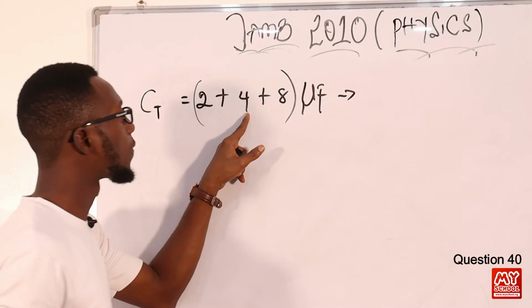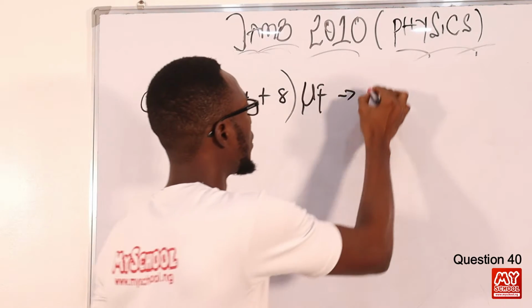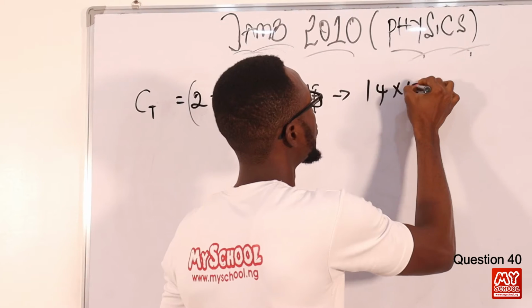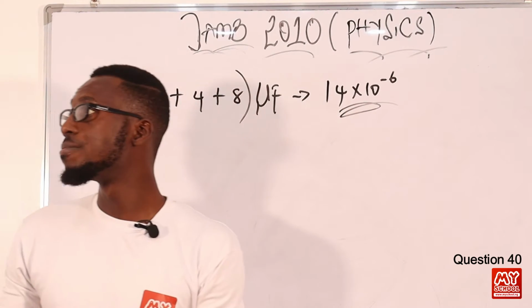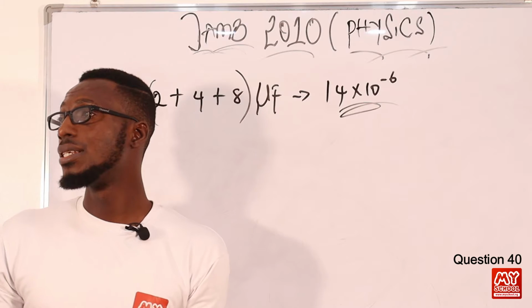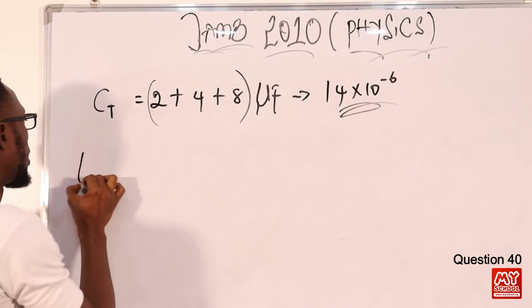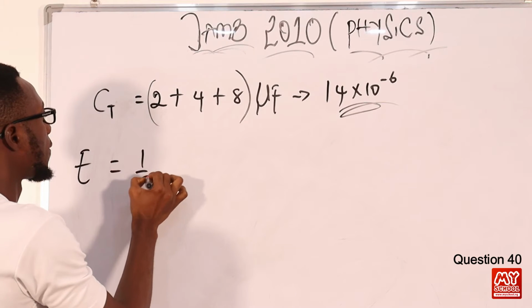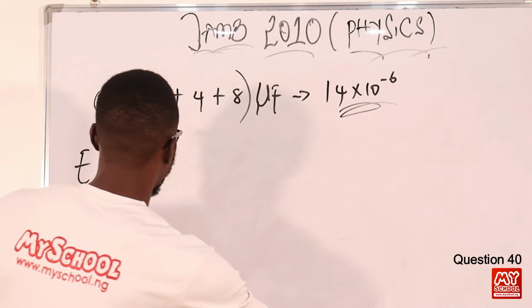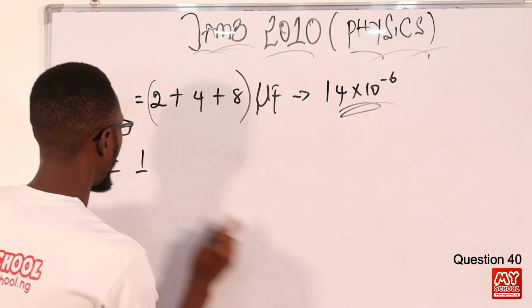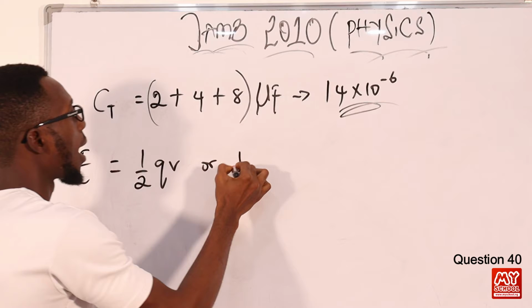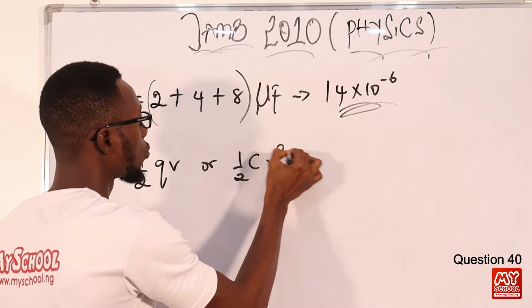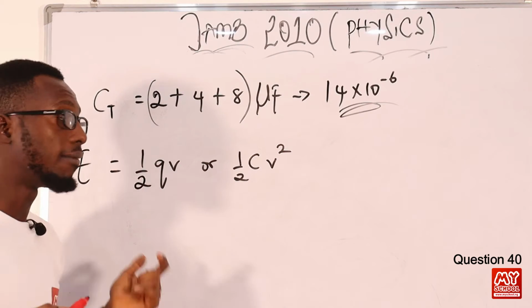So this is 2 plus 4, that is 6, plus 8, this is 14. So I can say 14 times 10 raised to the power minus 6. All right, so for us to find out the total energy stored, you can use this formula, half QV, or I can say half CV squared, depending on the parameters available.